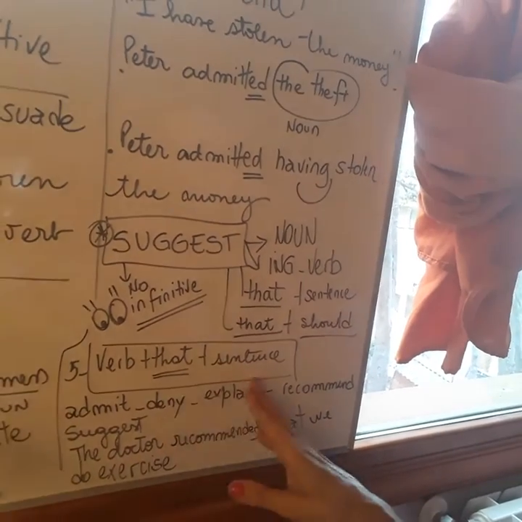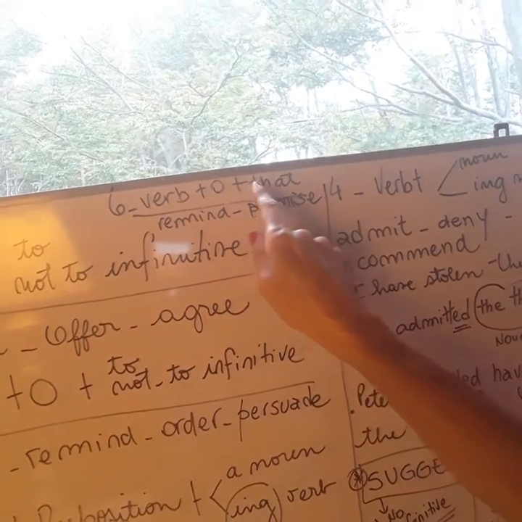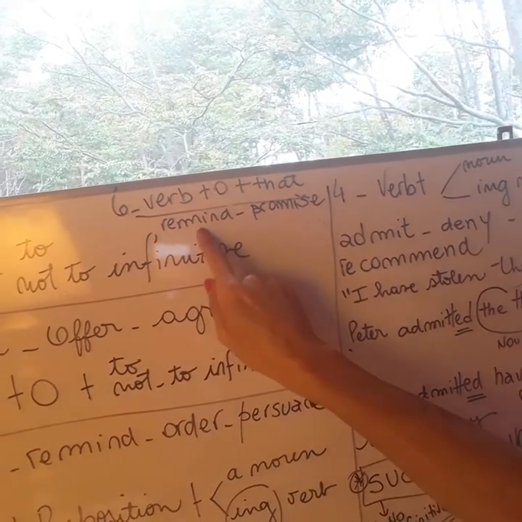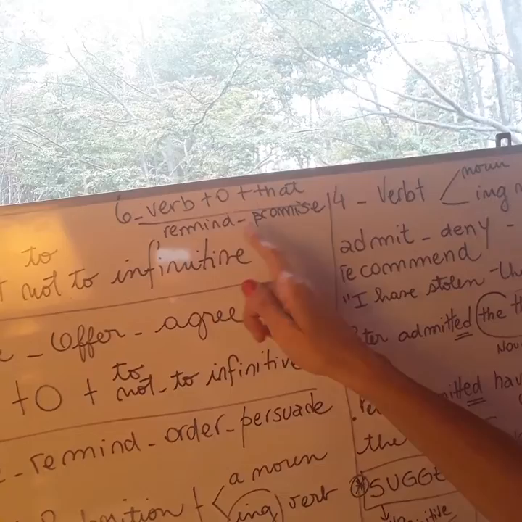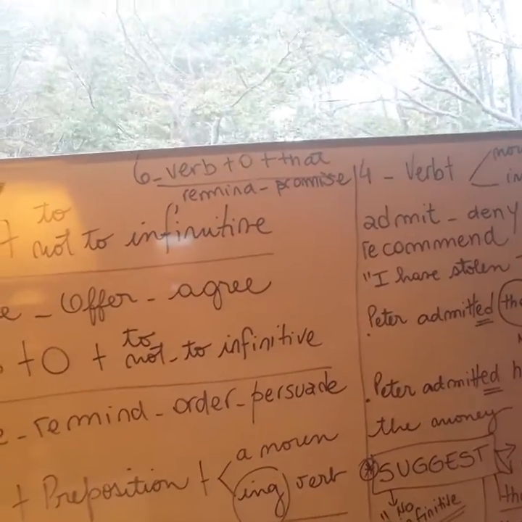Y hay otro muy similar que además le agrega el objeto, que es este acá arriba. A ver si se ve ahí. Verb, object, that. Con remind and con promise. Tom promised me that he would pick up the girls.